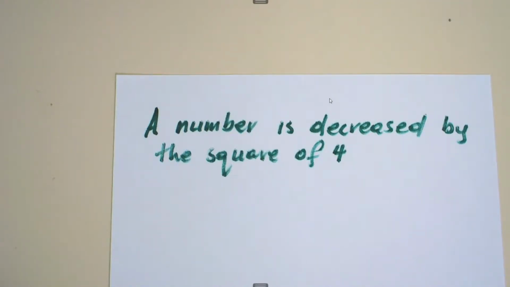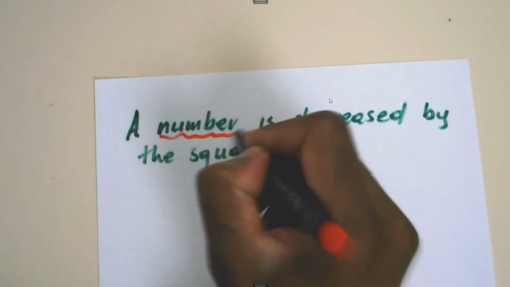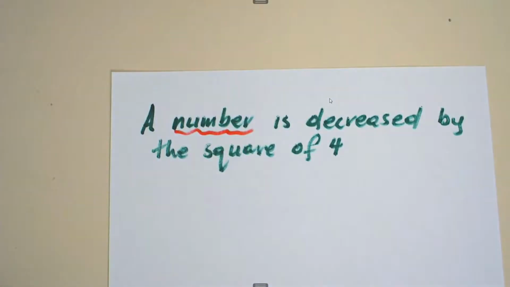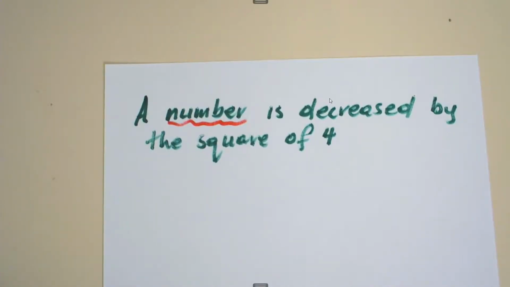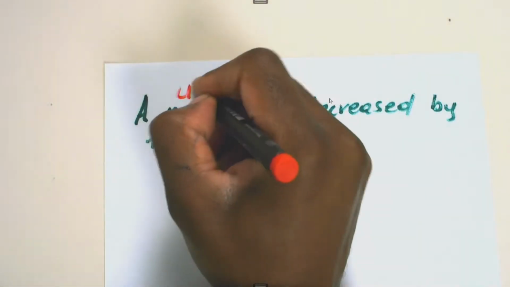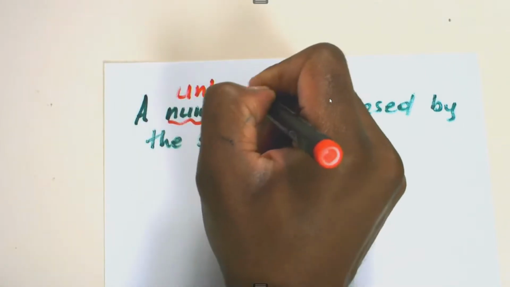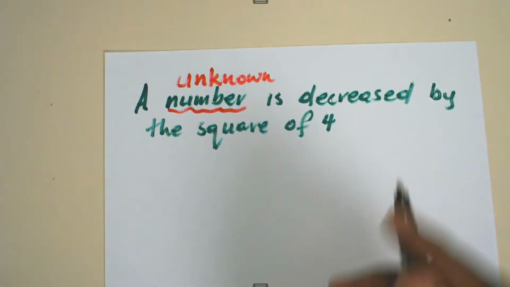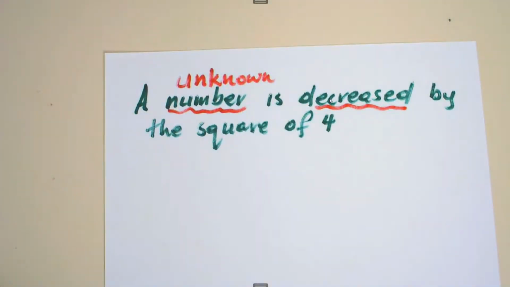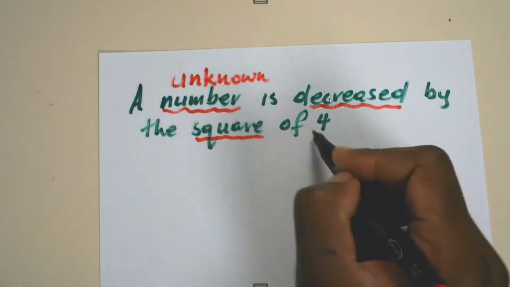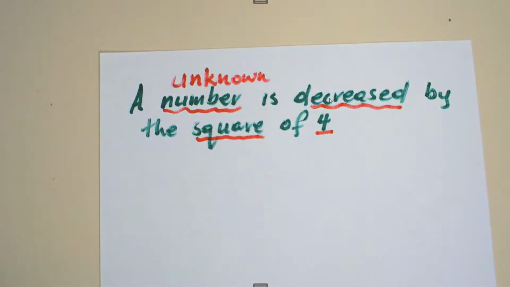Let us analyze it. A number. Which number is that? Again, class, we do not know which number that is. If we do not know which number it is, what does that mean? It means it is an unknown. We don't know it. Is decreased. When they say it is decreased, what does it mean? Decrease means going down. Going down means less. Less means minus. Thank you, guys. By a square of 4. A number is decreased by a square of 4.